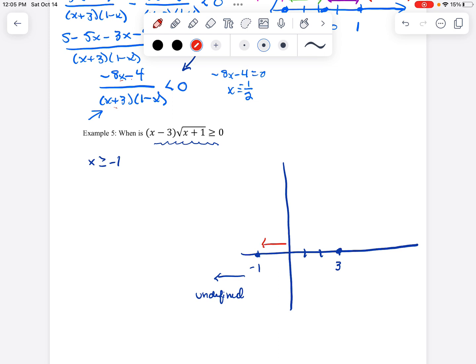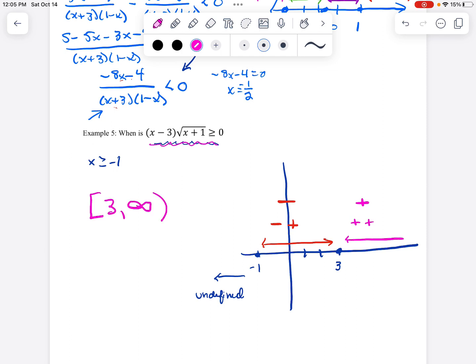Between negative 1 and 3, when we subtract 3 from that number, we're going to get a negative value, but the square root is always positive, so these values are going to be negative. To the right of 3, for any values greater than 3, when we subtract 3, we get a positive, and the square root is always positive, so we're going to get positive y values. So when is this function positive? It is greater than or equal to, so we can use the bracket: from 3 to infinity.